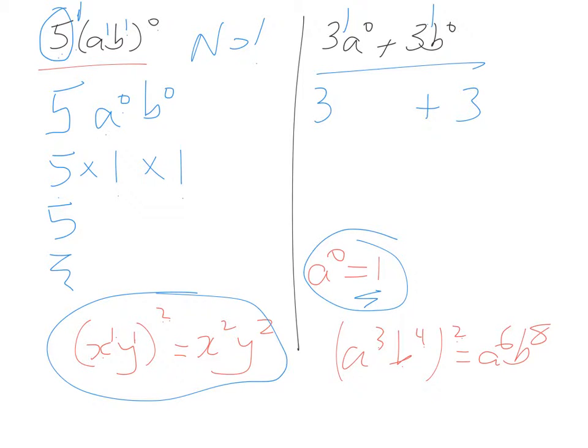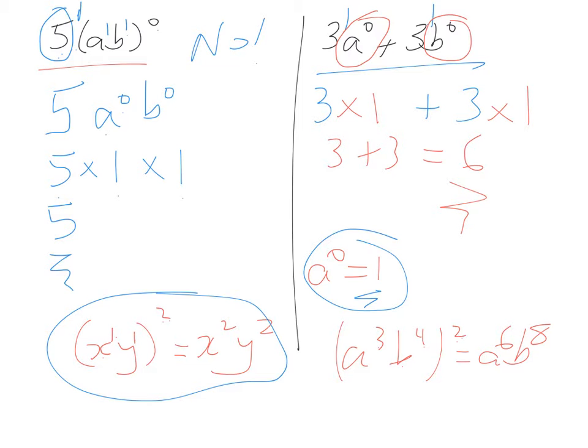Now what we're going to do is we're going to have a look at this. Anything to the power of 0 is 1. So it'll be 3 times 1 plus, and once again over here, 3 times b to the power of 0, which is also 1. So we'll have 3 plus 3, so we end up with 6 for that one there.